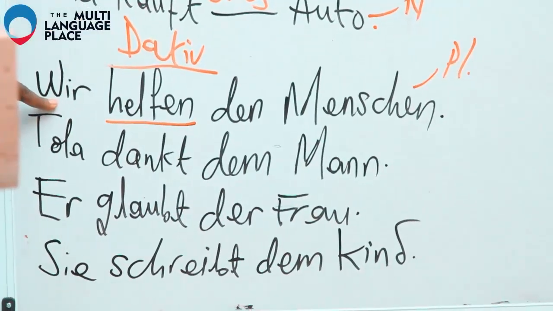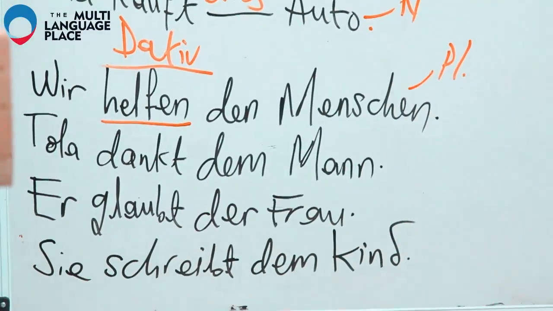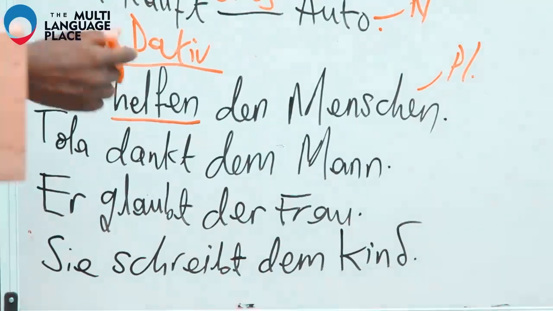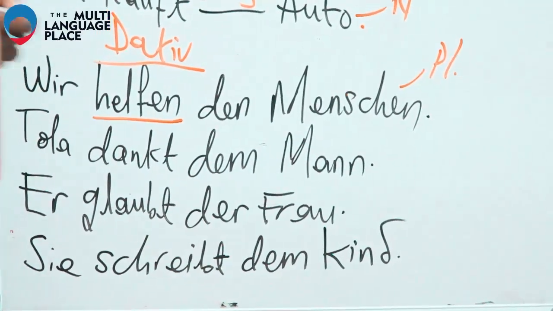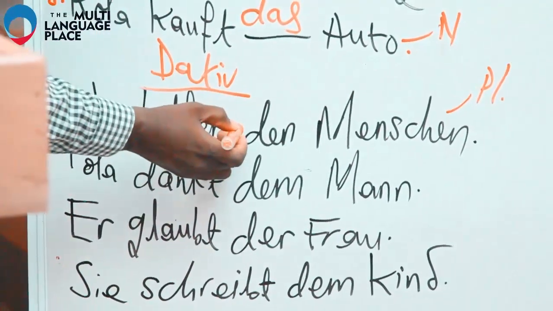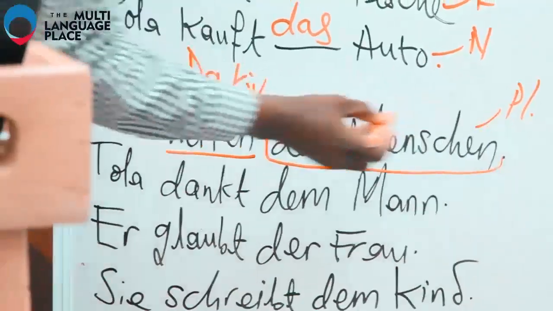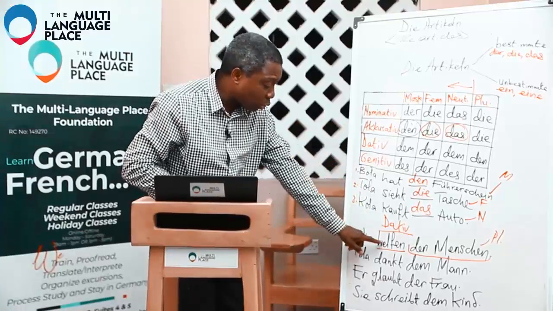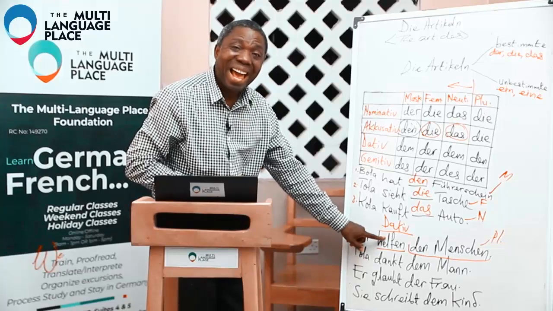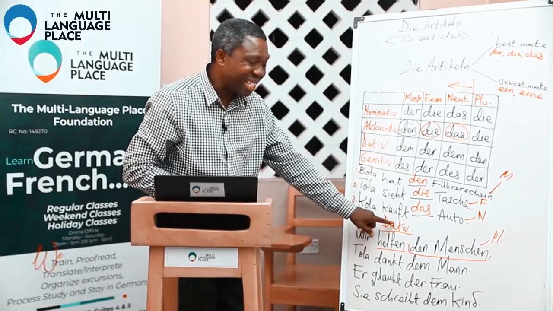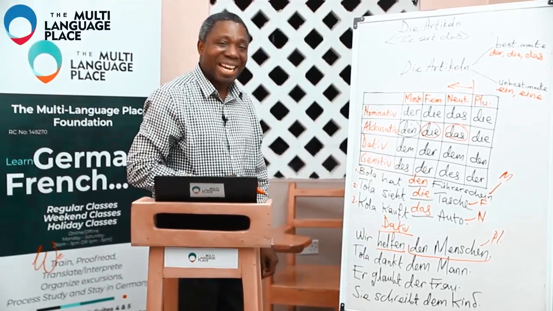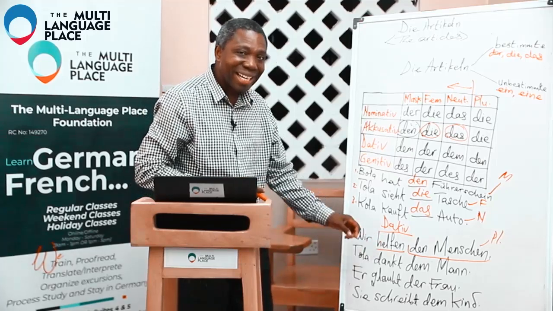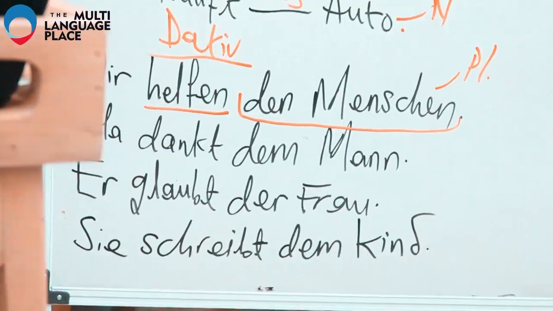This is the subject of the sentence, of course nominative case. This is the verb, and this is, of course, the object of the sentence. But because of this verb, helfen controls dative. Also, das Verb helfen regiert den Dativ.